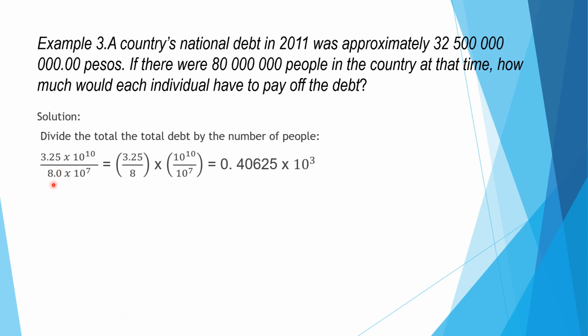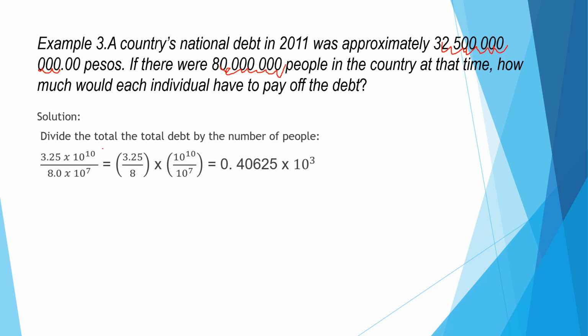Okay, so if we are going to write 3.25 times 10 raised to 10. Tama bang raised to 10? Because from here, 1, 2, 3, 4, 5, 6, 7, 8, 9, 10. Okay, so 3.25 times 10 raised to 10, check. If there were 80 million, so ang 80 million natin, from here, 1, 2, 3, 4, 5, 6, 7. Okay, tama, no? 8.0 times 10 raised to 7.